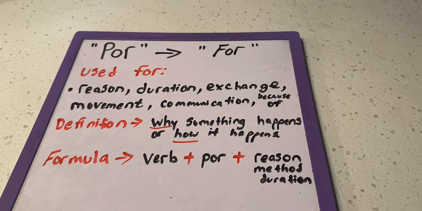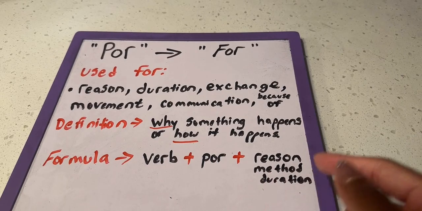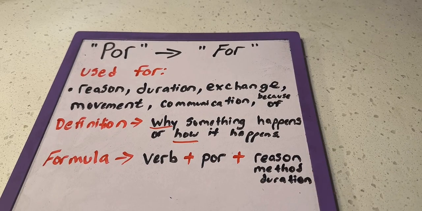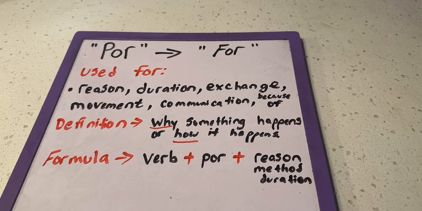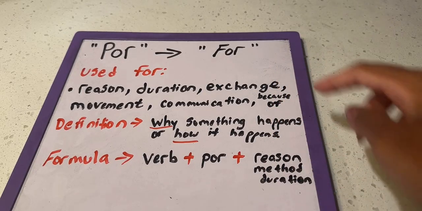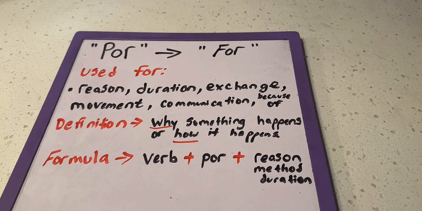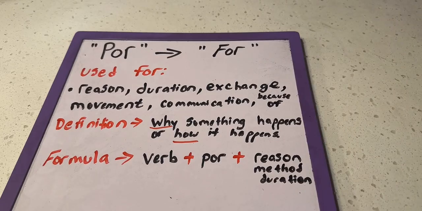For our formula today, we're going to work with verb plus por plus the reason, the method, or the duration. I'll leave these definitions up here, so when we go over our examples, you'll know exactly how we're using it and how it correlates to the definitions and reasons we use these. We have several different reasons, but the more you do it, the easier it becomes, and this will eventually become second nature.